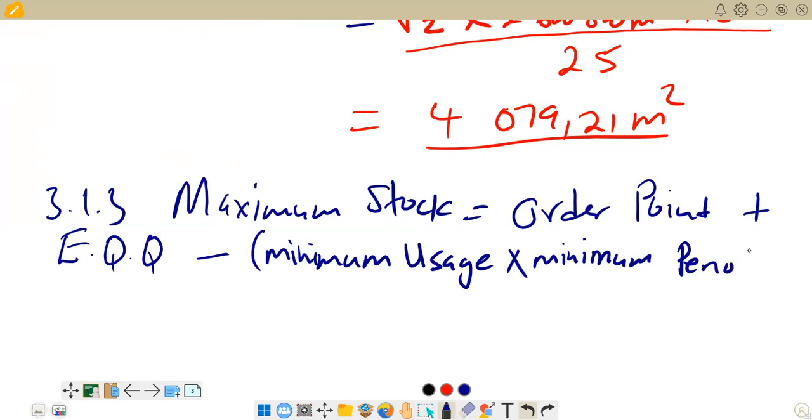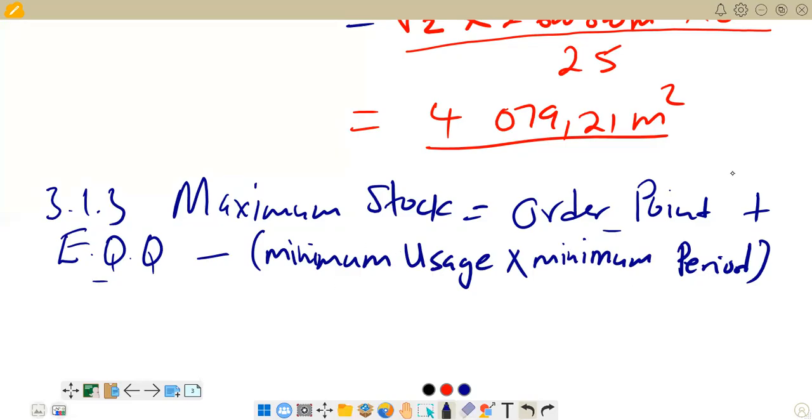So this is the formula that we have in terms of calculating maximum stock. But these figures, you already have them. Order point, we calculated it. Economic order quantity, we calculated it. Then minimum usage, you're going to check it from the question. Minimum period, we also take it from the question.